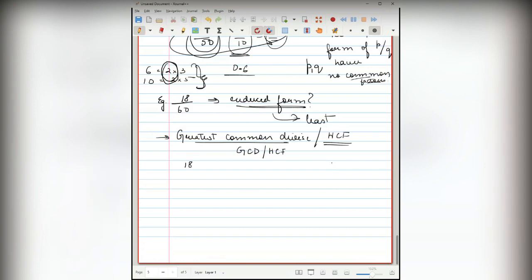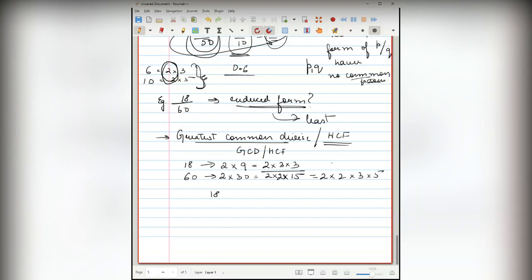So you can write 18 as 2 into 9. You can also write it as 2 into 3 into 3. So now this is in the least form. Let's take 60. You can write 2 into 30. You can also write it as 2 into 2 into 15. You can write 15 as 3 into 5, right? So it becomes 2 into 2 into 3 into 5.